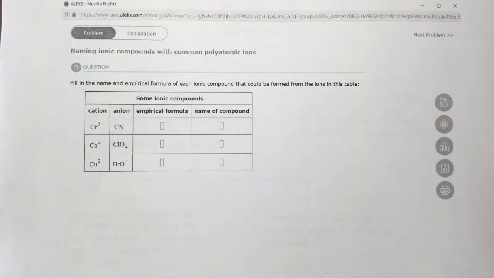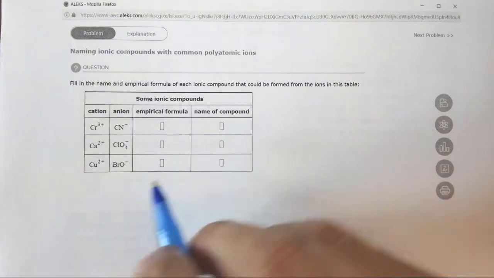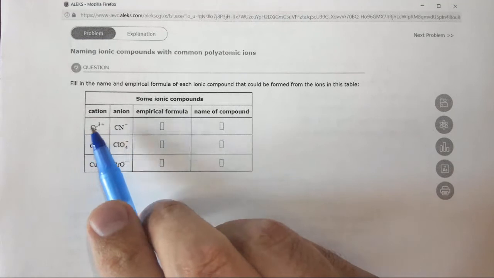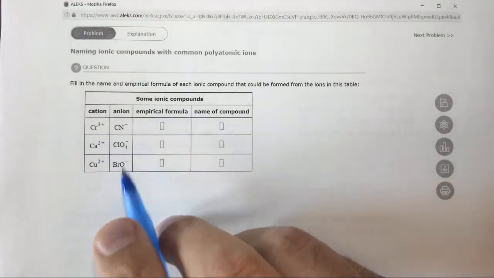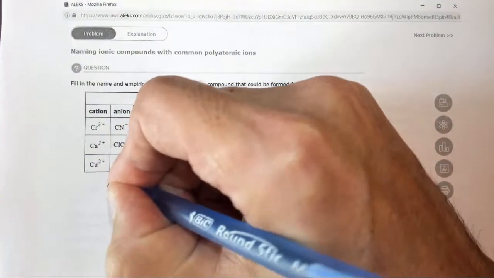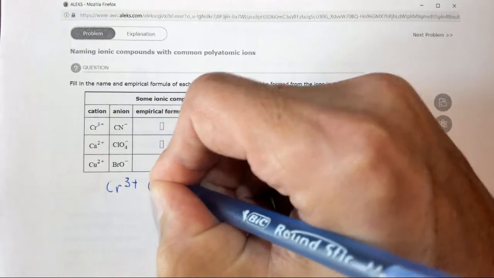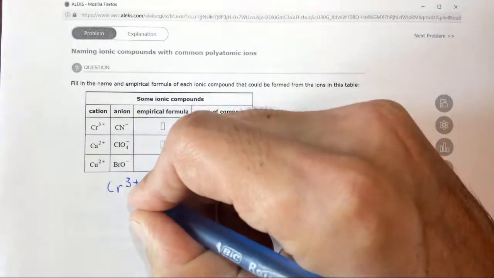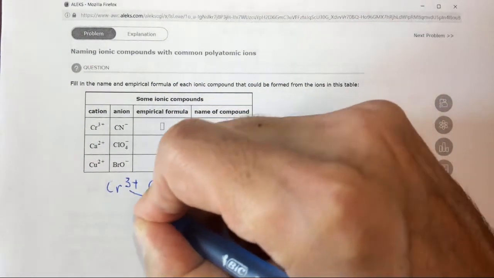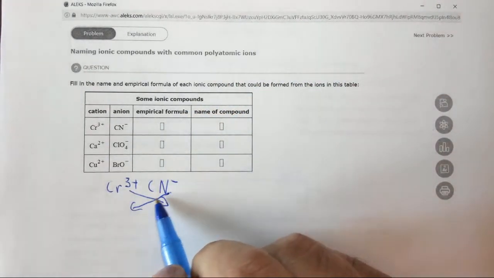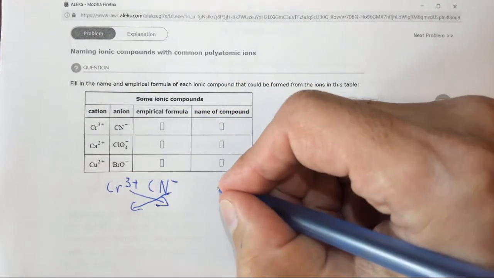In this question, we're asked to find the empirical formula and name of several compounds which contain polyatomic ions. So the first compound contains Cr3+ and cyanide. So we have Cr3+, CN-. We treat polyatomic ions the same with one small exception. We cross the charges just like we would before.